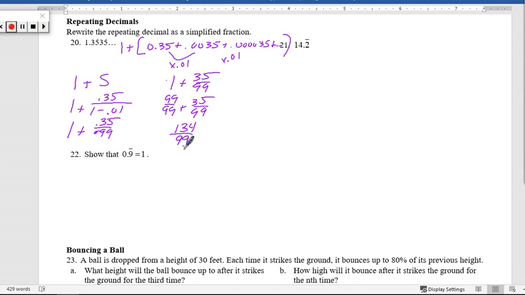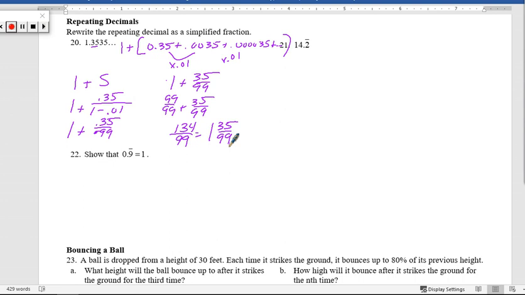Now I can show you a little trick here. If it's 2 repeating digits, it's going to be over 99. If it's 1 repeating digit, it's just going to be over 9. So this is our fraction here. You could also rewrite this as 1 and 35 over 99.